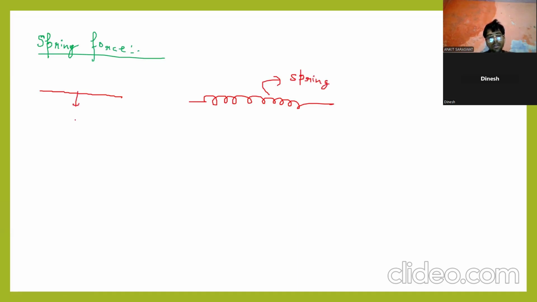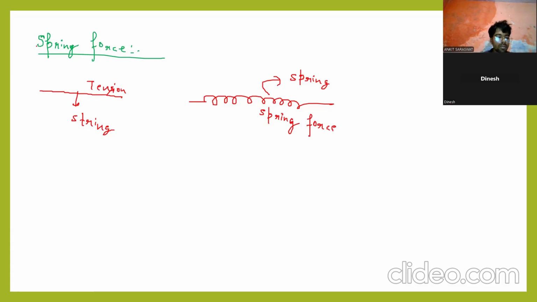And this is a string. The meaning of tension is the same here. We are saying tension here, and for the spring we will say spring force. Clear? Okay. But the meaning is the same. The definition is the same. It has the same nature. Like tension, it is attractive in nature, and it is also an electromagnetic force.